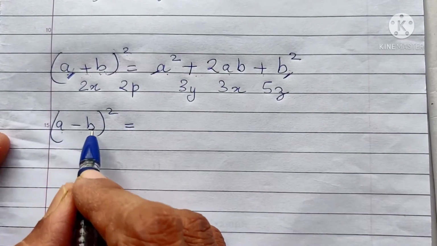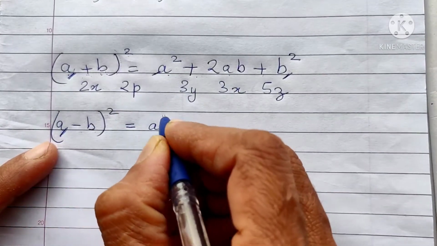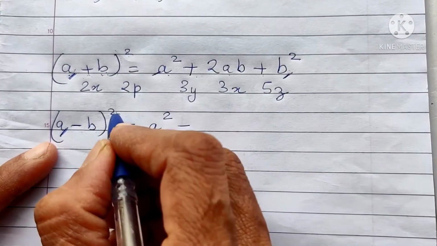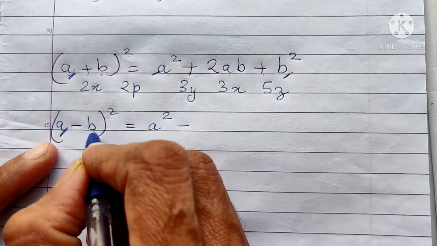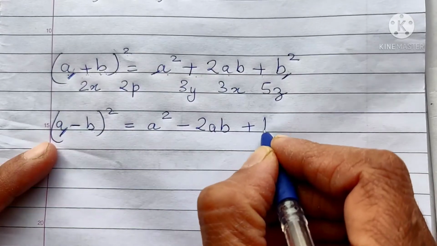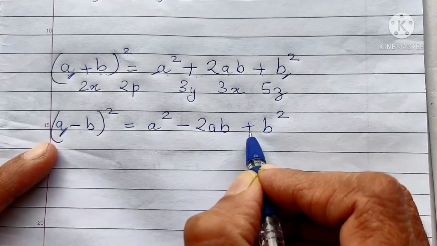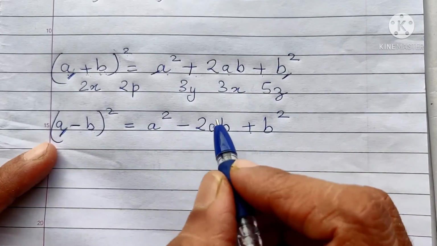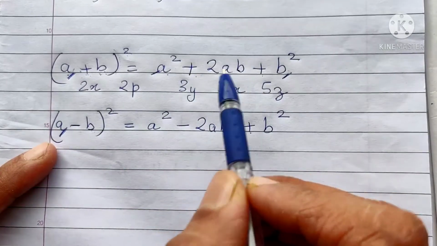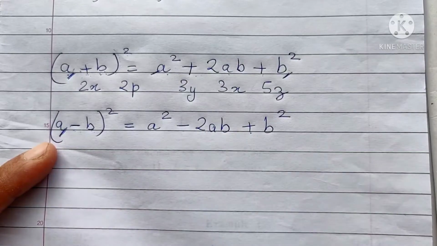So a and b are just the placeholders. Similarly, for a minus b the whole square, it's going to be the same. Take the first term and square it. So you have a square. Here you have the minus sign, so it will be minus 2 multiplied by the first term multiplied by the second term. So you get 2ab, and then you have plus b square. So as I mentioned before, since it is square, this sign is always going to be plus. So it's very easy to remember the formula. When you have plus here, your middle term is going to be plus 2ab. When you have a subtract sign here, it's going to be minus 2ab.